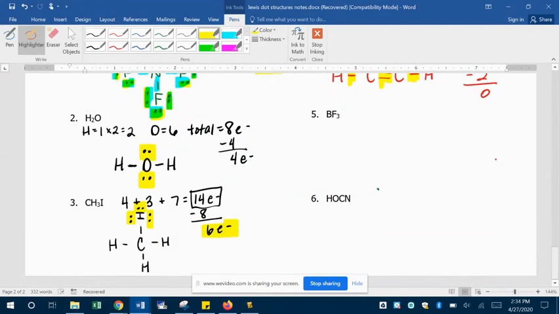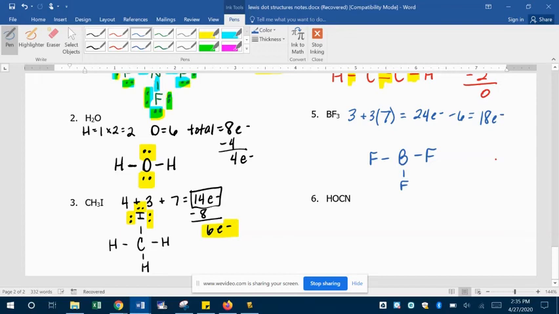All right, example 5. Here I have boron. Boron has 3 valence electrons. And then I have fluorine, which has 7 valence electrons, but I have 3 of them. So that's 21. So 3 plus 21, I have 24 electrons. Because boron is written first, I'm going to put it in the center, and I'm going to surround it by my 3 fluorine atoms. And in doing so, I use 6 electrons. So that means I have 18 electrons left.